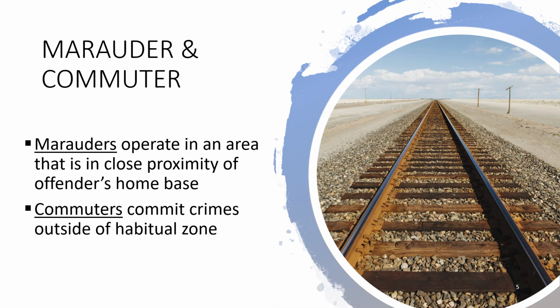In this area of geographic profiling, we also have the concepts of marauders and commuters. Marauders operate in an area that is in close proximity of their home base or habitual zone, whereas commuters commit crimes outside of their habitual zone.